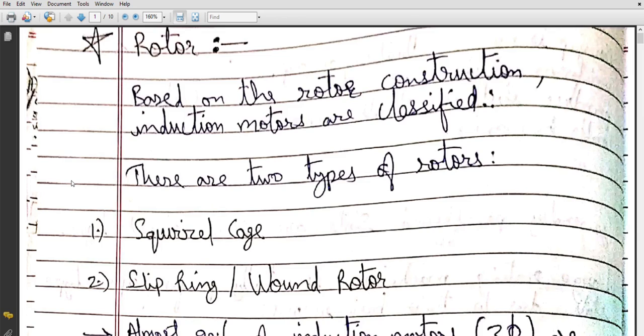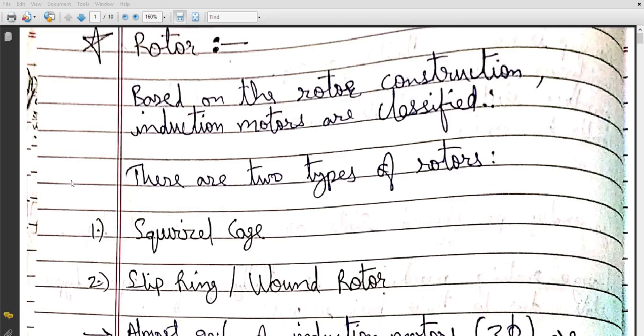So, as I've already told you, there are basically two types of three-phase induction machines, and those depend on the type of rotor structure that is being used. The stator structure is always the same. The stator will carry a balanced three-phase winding, which is 120-degree phase displaced with respect to each other, and for the rotor, depending on the structure of what kind of rotor you are using, there are two induction machines.